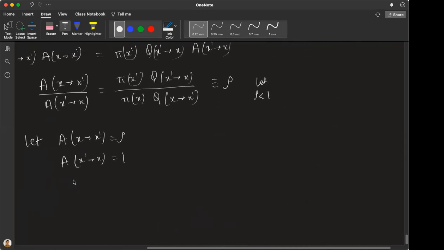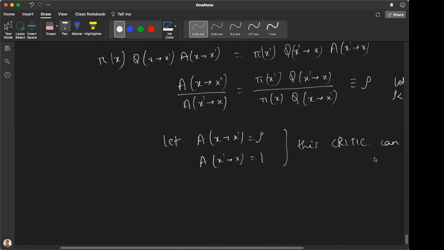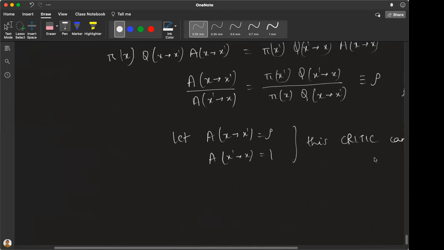So then this critic can be used always, right? This critic can be used. This is a very good critic. So basically, just that my x to x prime should be equal to rho, and x prime to x should be equal to 1.